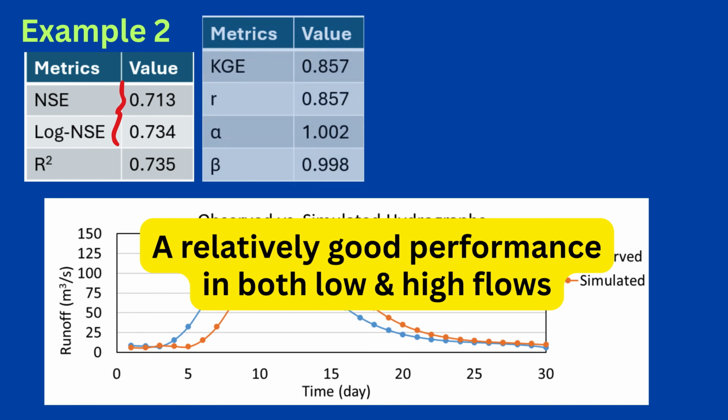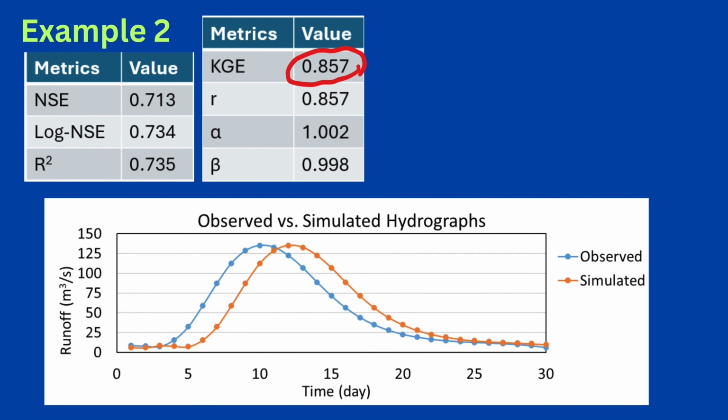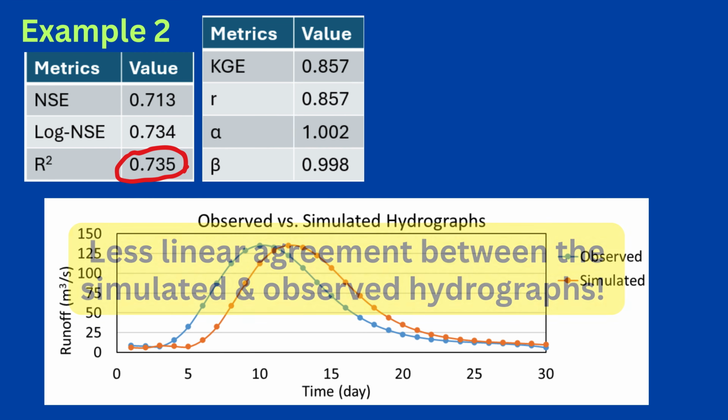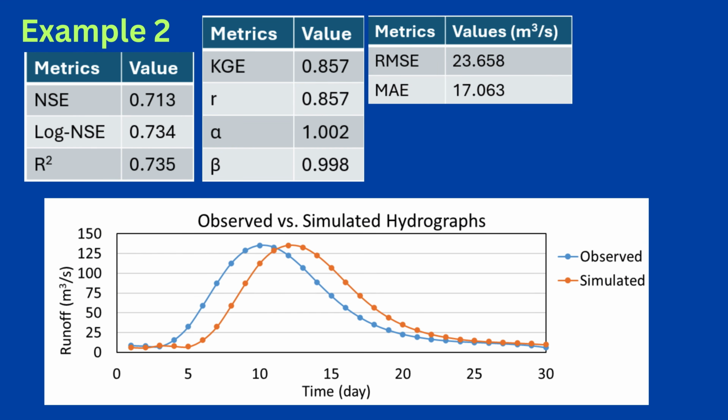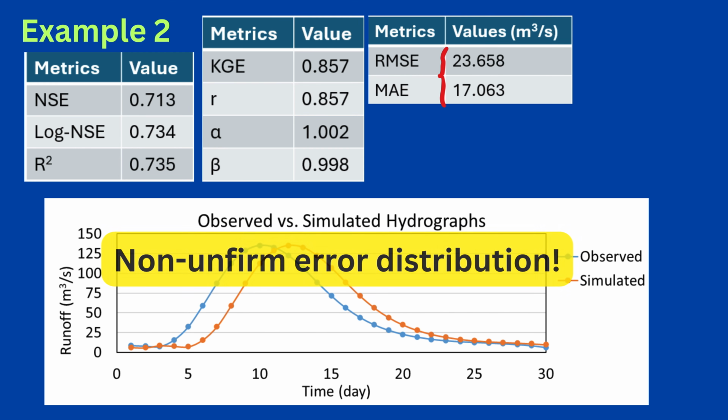The KGE is slightly better, but if we look at the components, we can see that the correlation is the one that is relatively lower compared to alpha and beta, and that's because of the shifting effect that we see here. R square is also 0.73, which is an indication of a relatively lower correlation between observed and simulated values. The RMSE and MAE values are quite different, and that's an indication of a non-uniform distribution of errors.